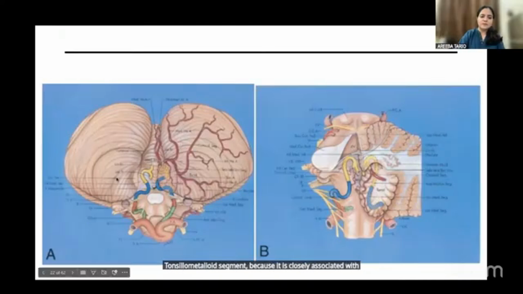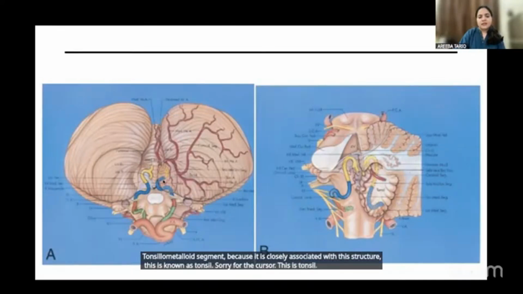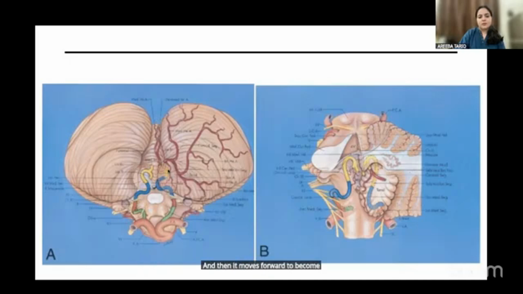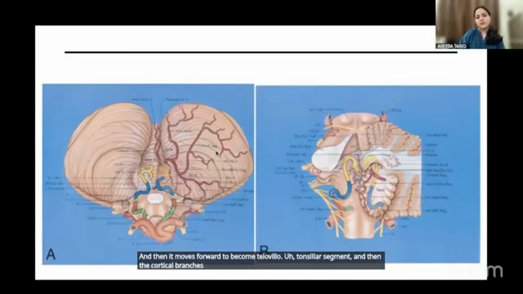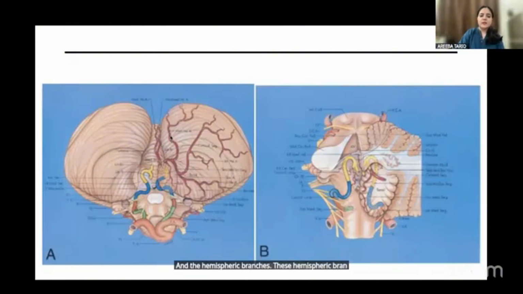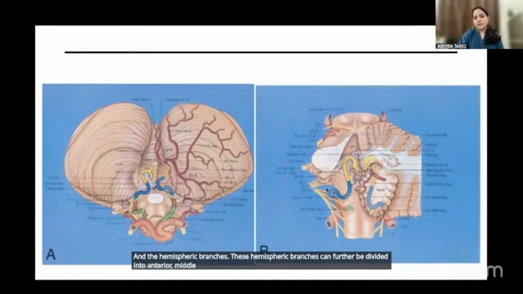This is known as the tonsil. Sorry for the cursor. This is the tonsil. And then it moves forward to become the telovelotonsillar segment, and then the cortical branches. Now, cortical branches are further divided into this medial segment, which is supplying the vermian branches, and the hemispheric branches. These hemispheric branches can further be divided into anterior, middle, and lateral groups.